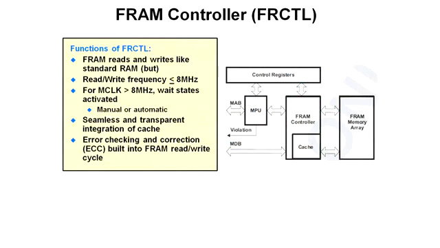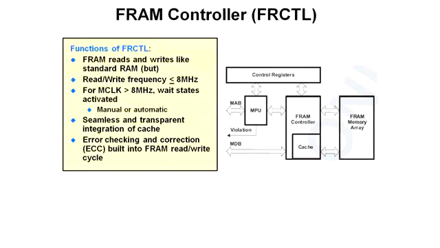This is a look at the FRAM controller. The functions of the FRAM controller: the RAM reads and writes just like standard RAM, but the read-write frequency has to top out at about 8 megahertz. If you have an M clock greater than 8 megahertz, then you're going to activate wait states, and that can be either manual or automatic.